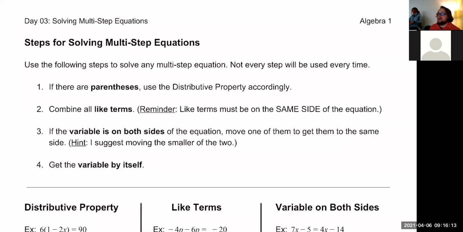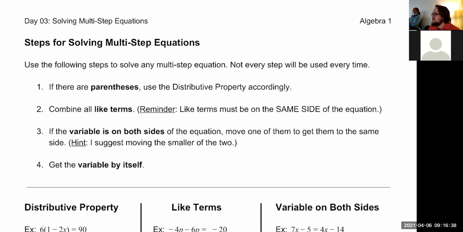So today is going to be a continuation kind of from how we ended our notes yesterday, where we were solving the 1 and 2 step equations. But what we're doing now is we're adding 3 or 4 or more steps in order to be able to solve more complex equations. The good news though, the end goal is still the same. We're still ultimately trying to get the variables by themselves.